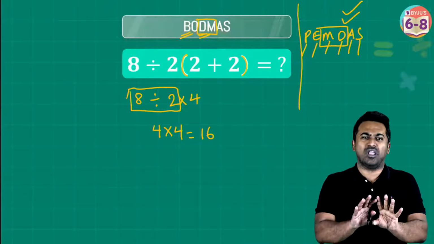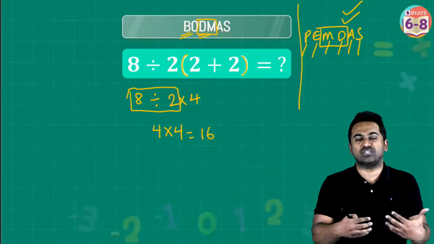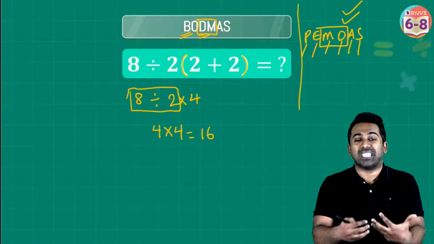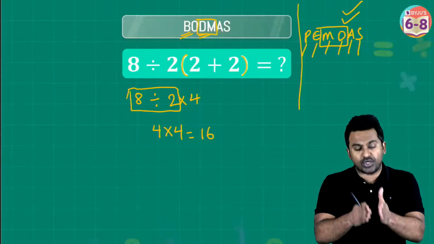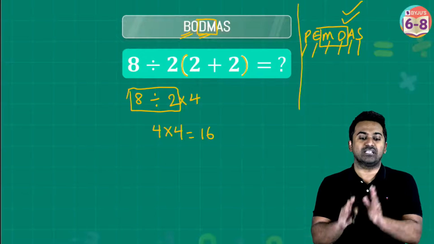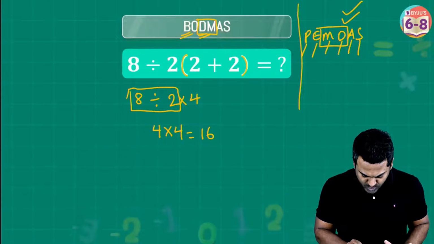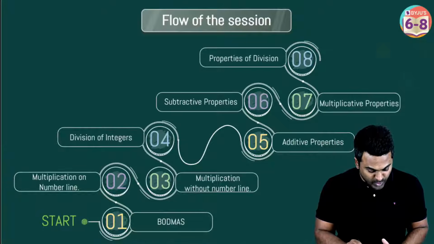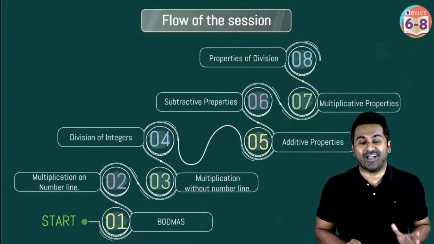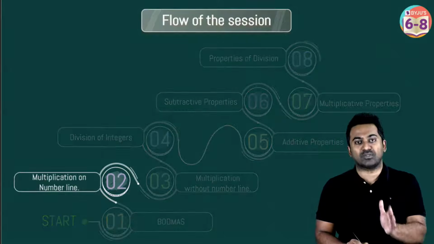So that was all about Bodmas. It simply tells you the order in which you should be picking out the operation, starting from bracket, then of, then division, multiplication, addition, and subtraction. Well done. So this was a super simple concept. Now let's move on to the next one, which is going to be multiplication on a number line. So come on, let's check out the second idea.